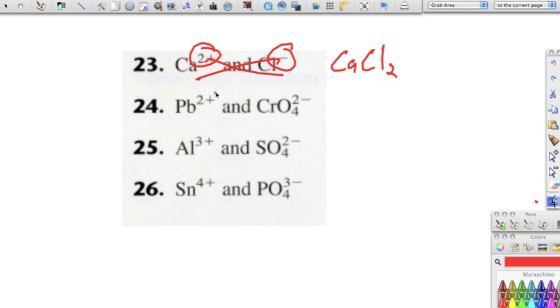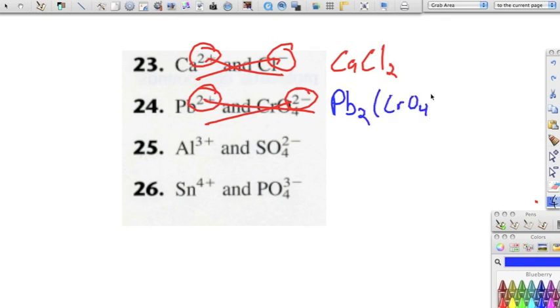Here we have lead with the +2 oxidation number. We have chromate with a -2 oxidation number. We crisscross those guys, and we see that we'll get Pb2, and then in parentheses CrO4 with a 2. And since they're on the outside, we can reduce those guys. So the final formula we're going to end up with is PbCrO4, which this would turn into lead-2 chromate, because we're going to give the Roman numeral, which we get from the oxidation number of lead.